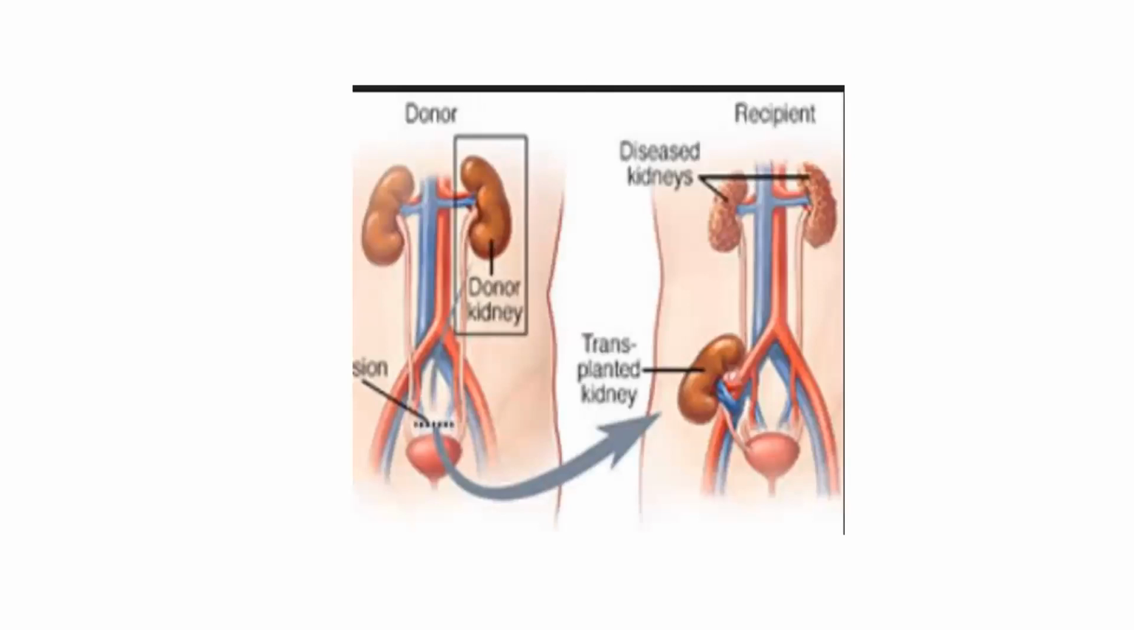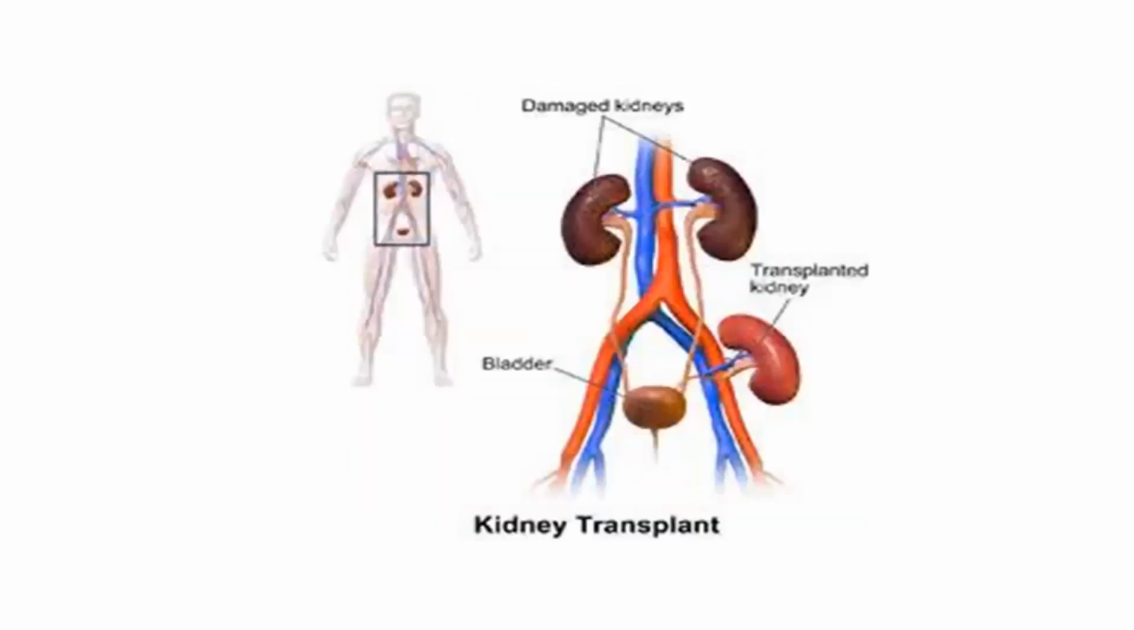This is a transplanted kidney, usually placed in the right iliac fossa, and these are the diseased kidneys. You connect the transplant's renal artery and vein, and you connect the ureter with the bladder.